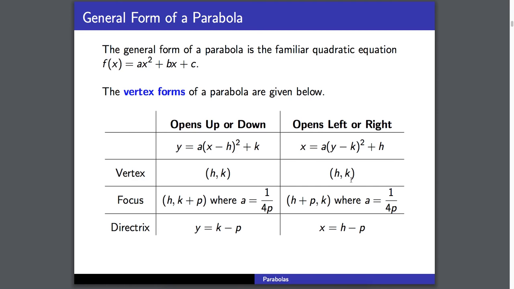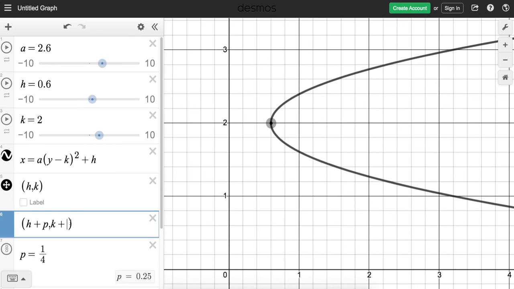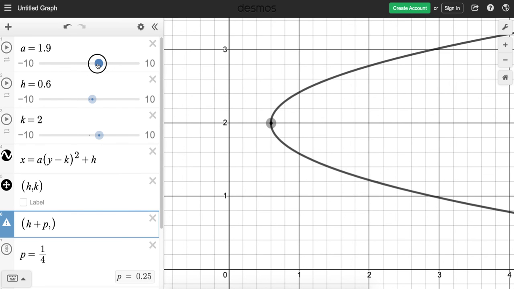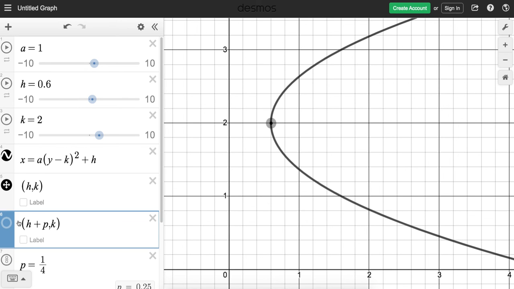So our vertex is still h and k, but notice our h's and k's are switched. And then now our focus point is going to be h plus p and k. And again, a is still 1 over 4 times p. So now if we look at our focus point as h plus p and then k, let me reset this to 1 again. There we go. So now this distance from this focus point to this vertex, that's our value of p.